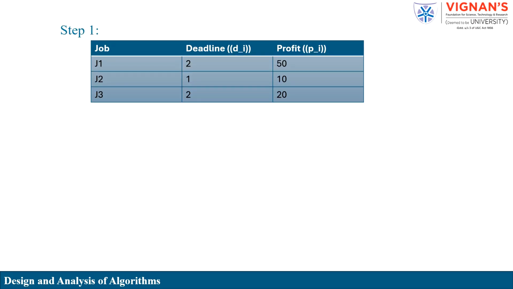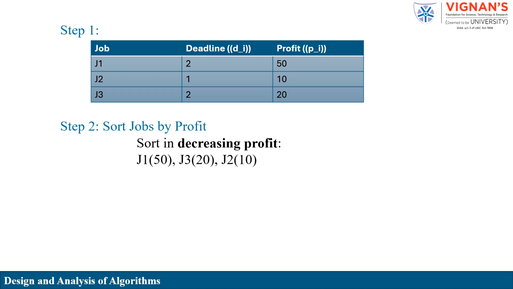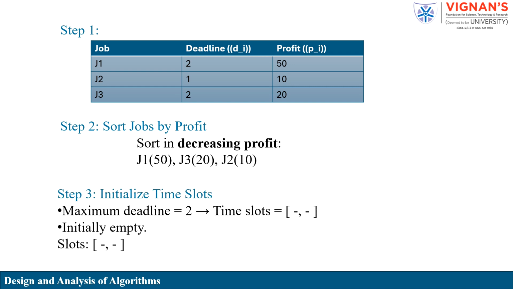Step 1. We are given 3 jobs with their deadlines and profits. Job J1 has a deadline of 2 and a profit of 50. Job J2 has a deadline of 1 and a profit of 10. Job J3 has a deadline of 2 and a profit of 20. Step 2. We sort the jobs based on profit in decreasing order. After sorting, the job sequence becomes J1 with profit 50, followed by J3 with profit 20, and then J2 with profit 10. Step 3. We initialize the time slots.